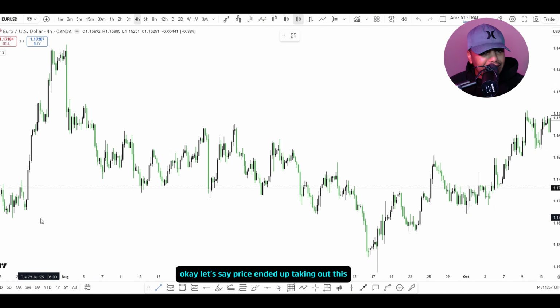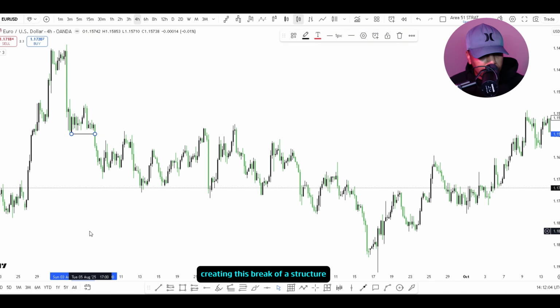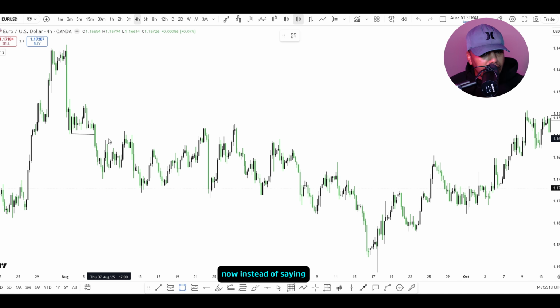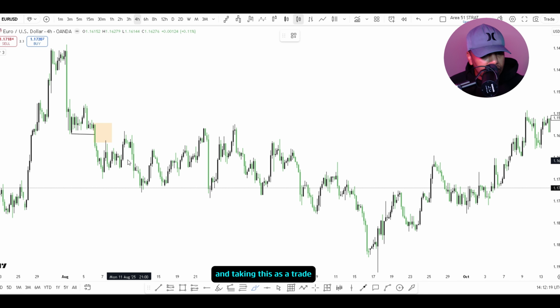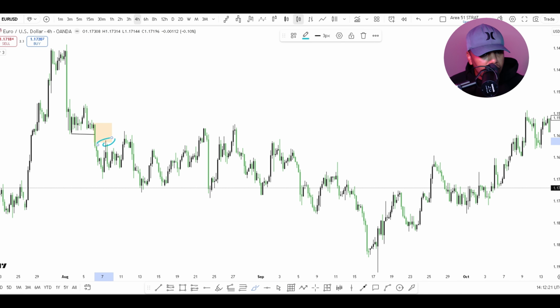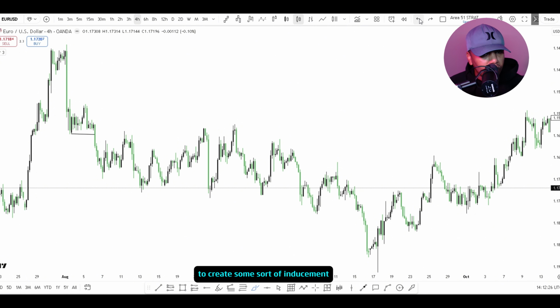Okay, let's say price ended up taking out this, creating this break of structure. Now, instead of saying I am going to execute a trade from this area and taking this as a trade, that's not something you want to do. You want to wait for price to create some sort of inducement.